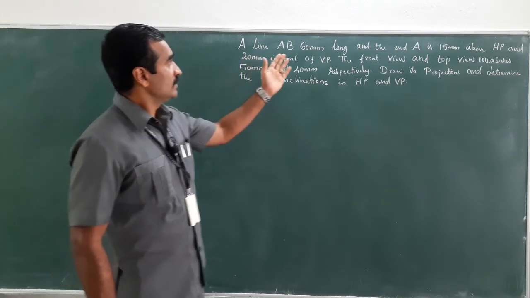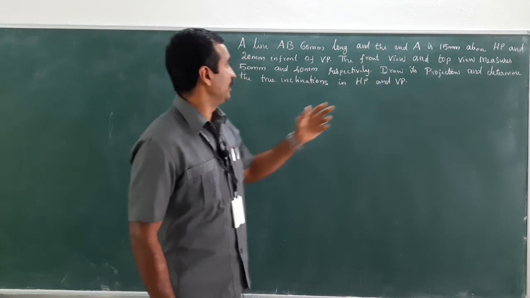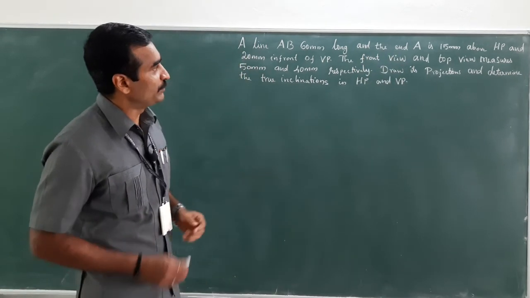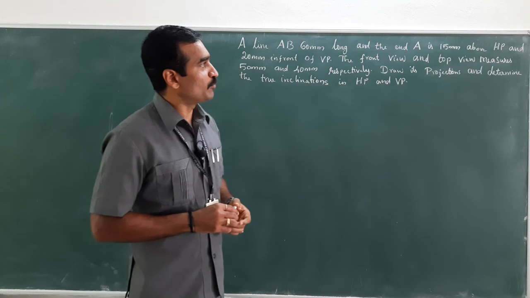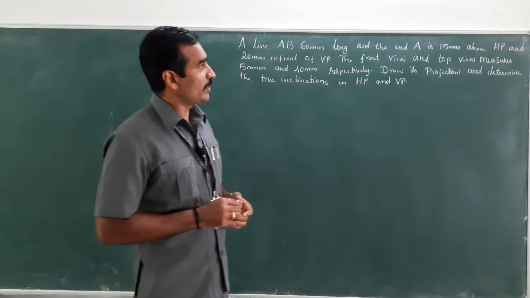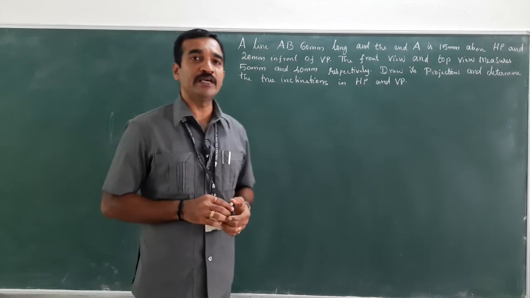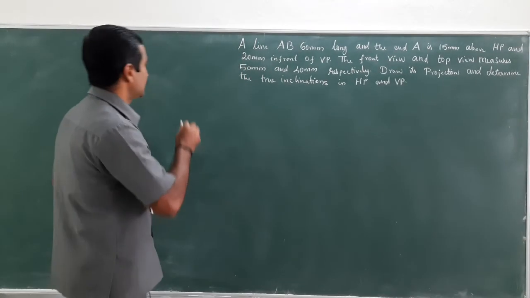A line AB 60 mm long and the end A is 15 mm above HP and 20 mm in front of VP. The front view and top view measures 50 mm and 40 mm respectively. Draw its projections and determine the true inclinations in HP and VP. The given data.